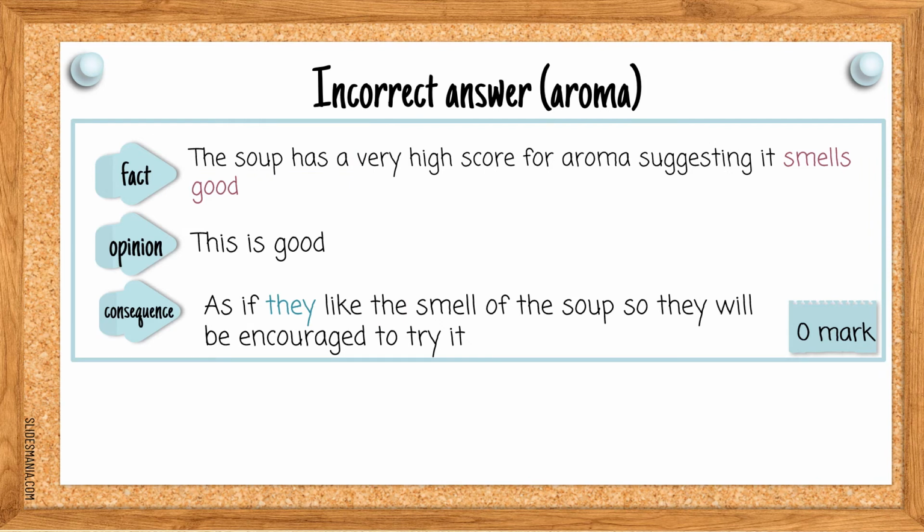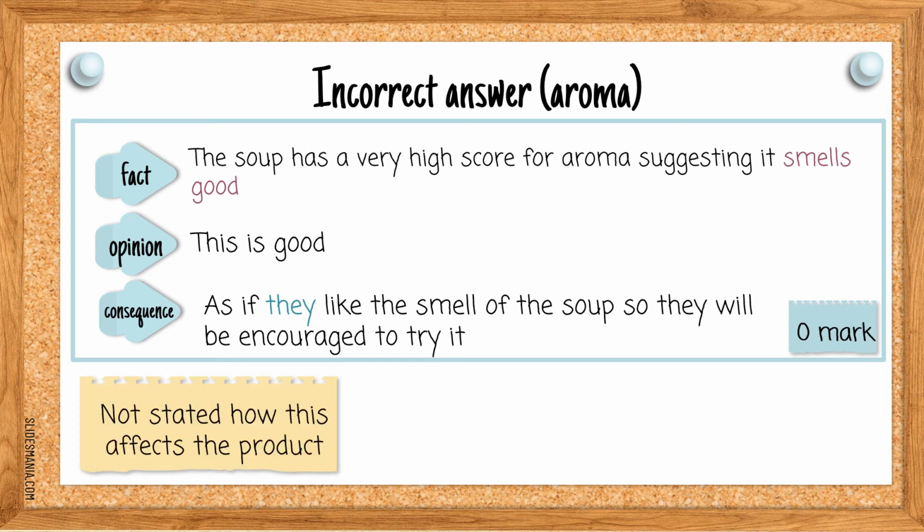On the screen right now, you will see an answer for aroma, which has scored 0 points. Although this person has given a fact, an opinion and a consequence, the first thing that is wrong with this answer is they have not stated how this affects the product in their fact. They've interpreted the scale by saying the soup has a high score for aroma, but they've not told us what this means in terms of the soup.